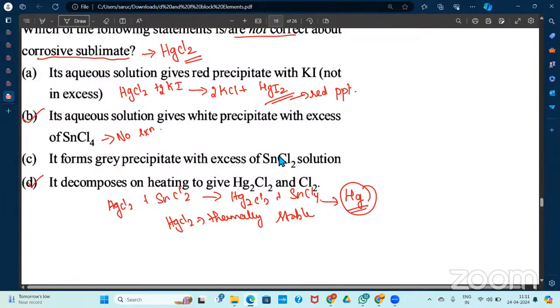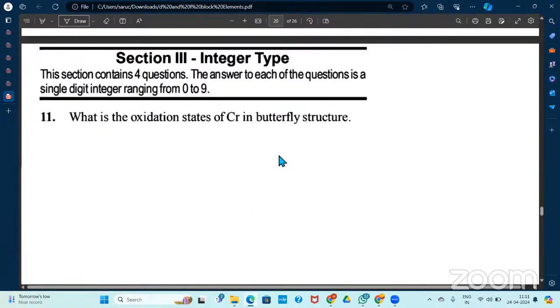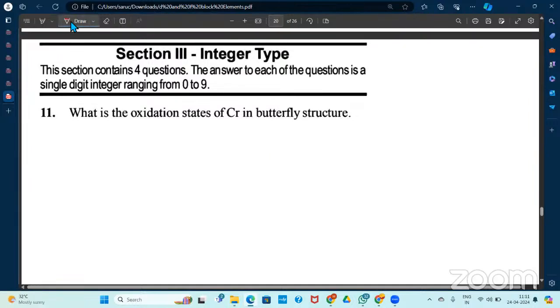What is the oxidation state of chromium in the butterfly structure? This is the structure, CrO5. So this is the butterfly structure. So the oxidation state is plus, with the peroxide bonds being minus 1 each and the double bond minus 2. So the oxidation state is going to be plus 6.